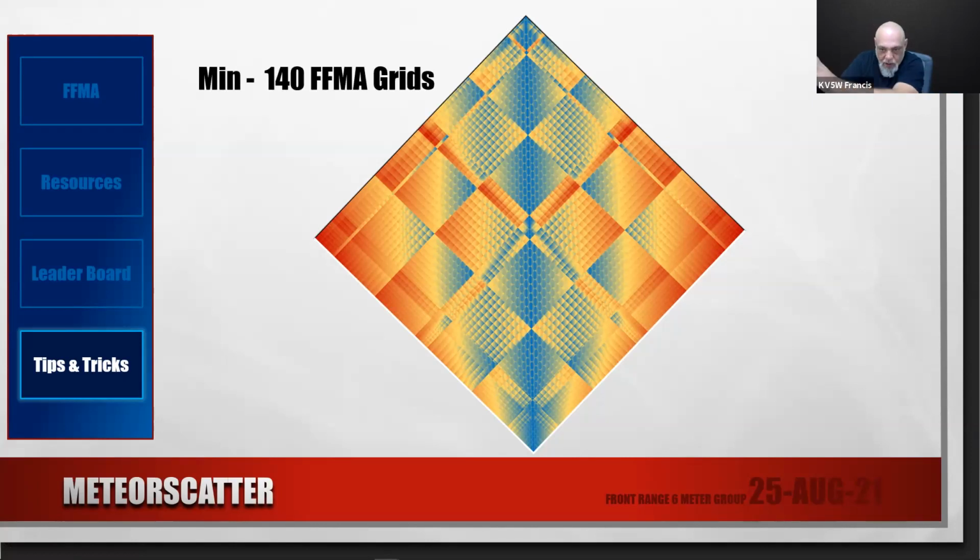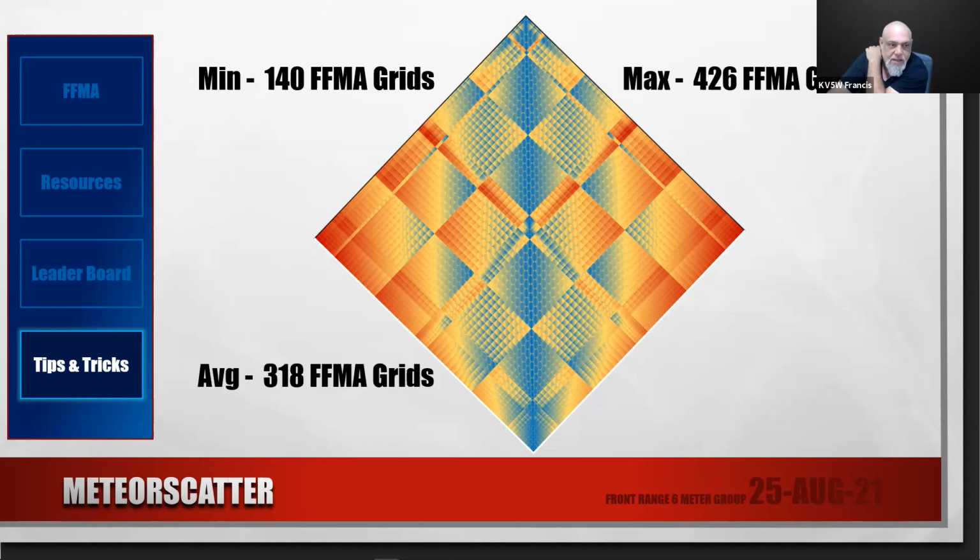That's if you're on the outskirts of the country. As a matter of fact, that's a Canadian station. All they can reach is around 140 FFMA grids. If you're in the center of the country, you could work 426 FFMA grids on meteor scatter. Of all 136 stations, the average comes out to 318 FFMA grids could be worked on meteor scatter, with the median being 327. So meteor scatter is where we need to be.